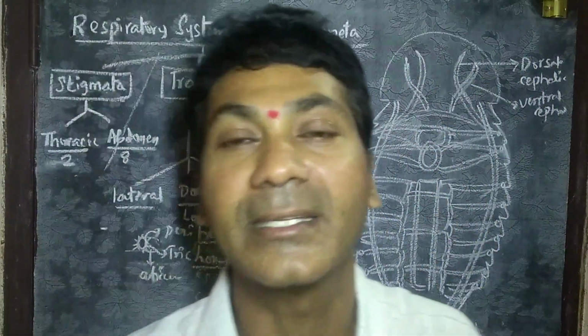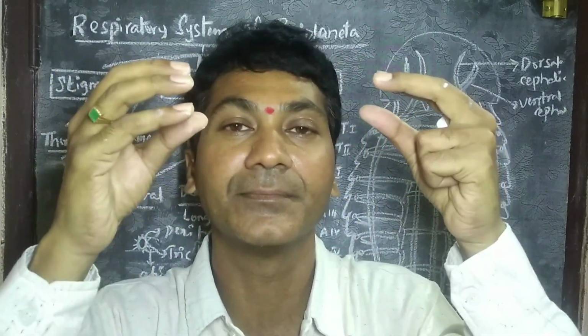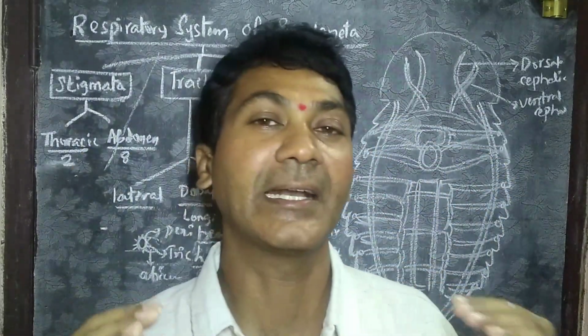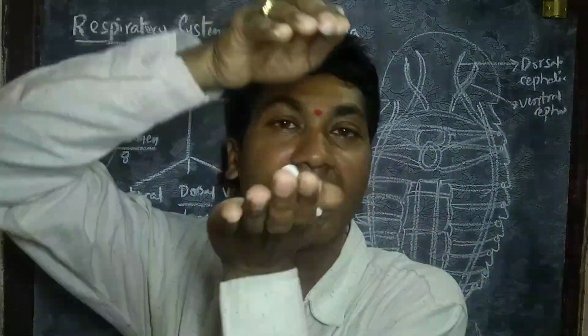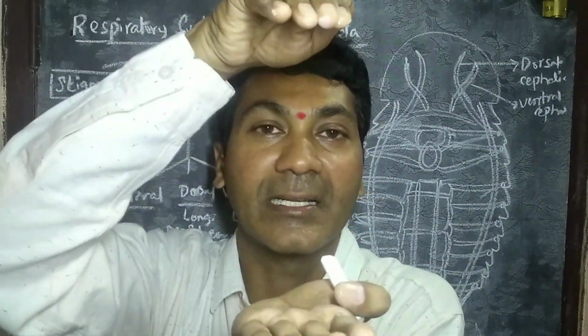Now I'll tell you about the tracheae. There are 3 types of tracheae connected to the atrium. The first type of tracheae, see, this is a cockroach. This is the dorsal side and this is the ventral side.